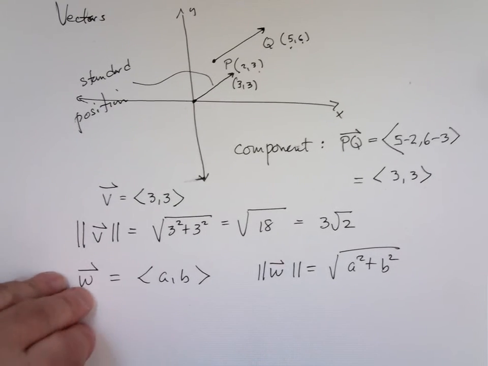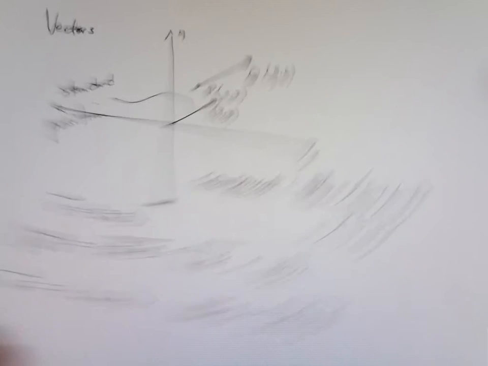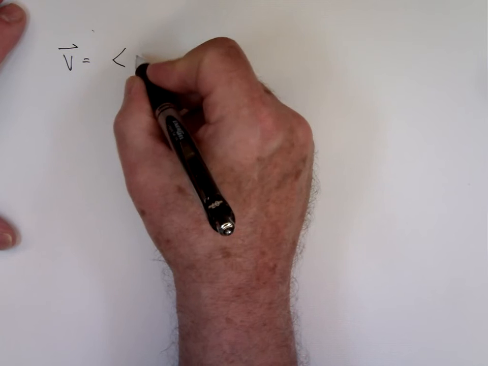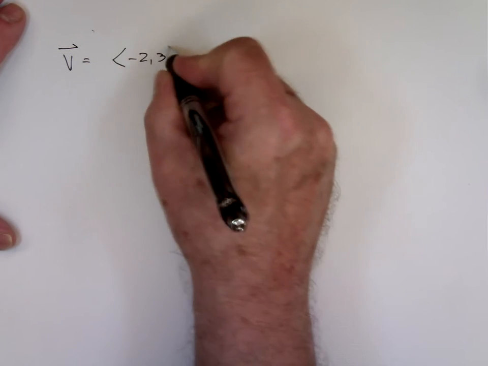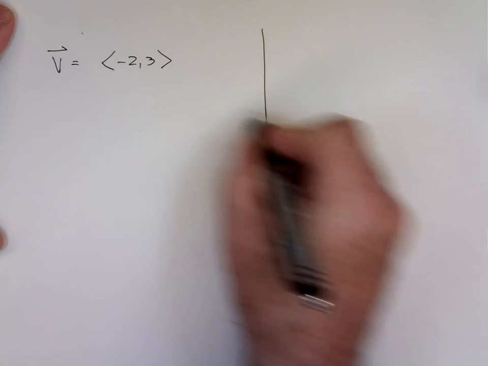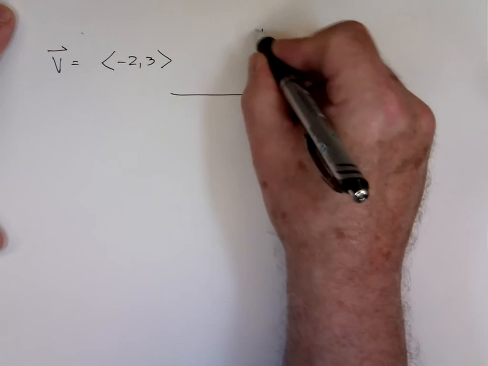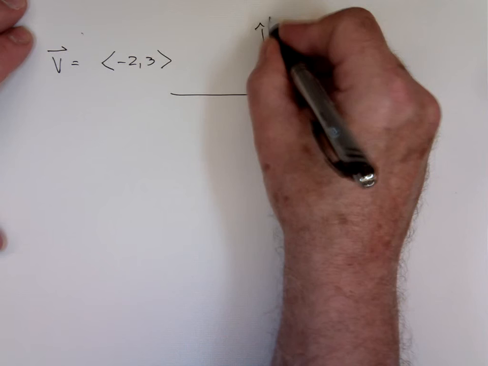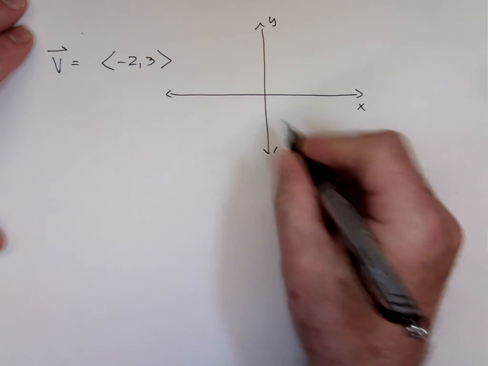You ready? First of all, everybody up? Okay. Let's start with some vector. Let's take negative 2, 3. Let's multiply it by some scalars, some real numbers. This is negative 2, 3.